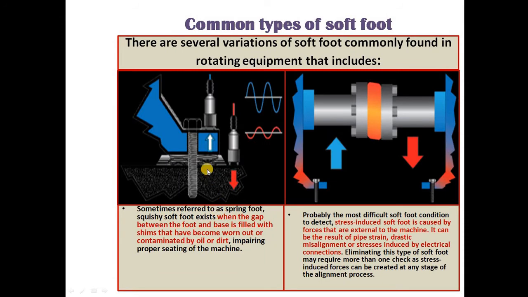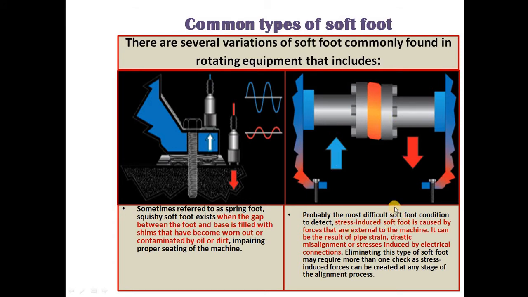Coplanar soft footing means there are so many shims we are using between the pump foot and the base frame. So if there is an air gap or bent shims or there is oil, then there will be some spongy action. So the number of shims should be reduced. That's why we have to use higher thickness shims, and remove this coplanar soft footing. This type of soft footing is called stress-induced soft footing.